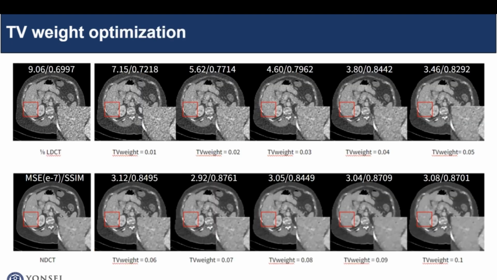To find the most optimal weight, we incremented the weight by the digit of weight and compared the MSE and SSIM, or structural similarity index differences, to the NDCT. The lowest MSE and the highest SSIM for 1/8 dose is 0.07, and 1/4 is 0.04, and 1/2 is 0.03.